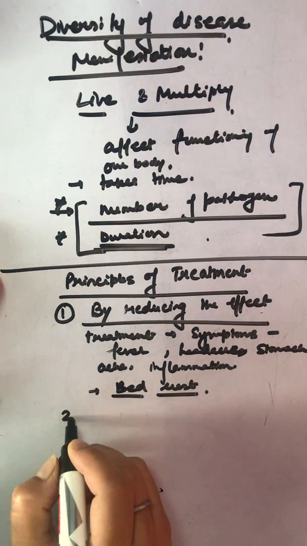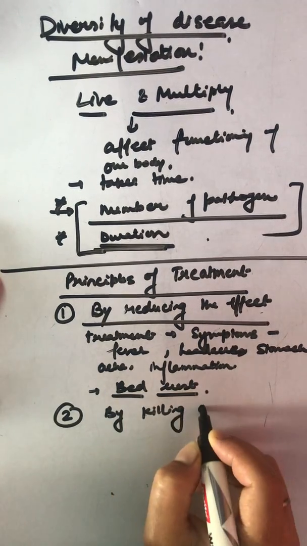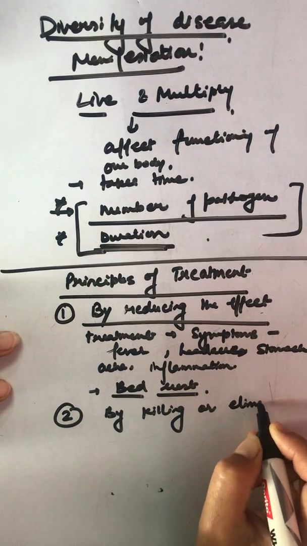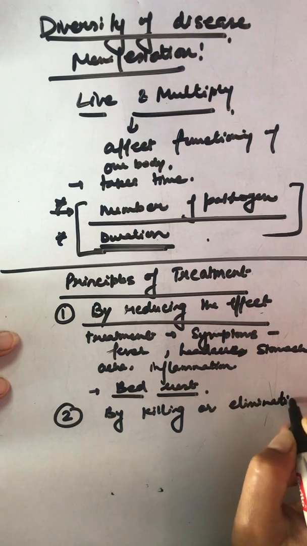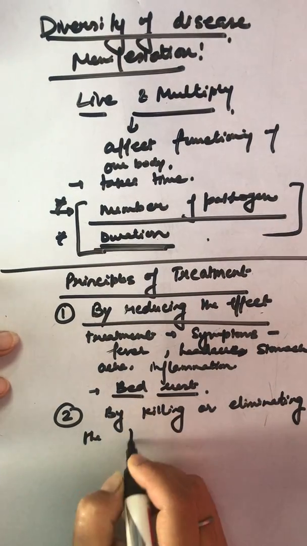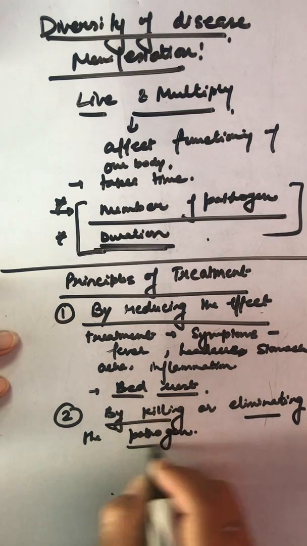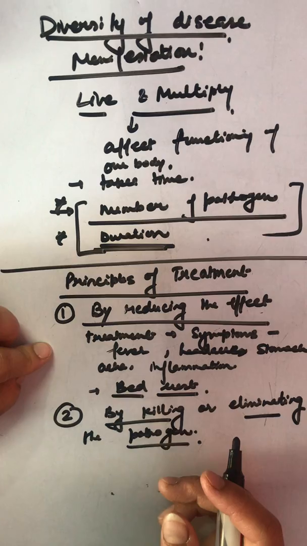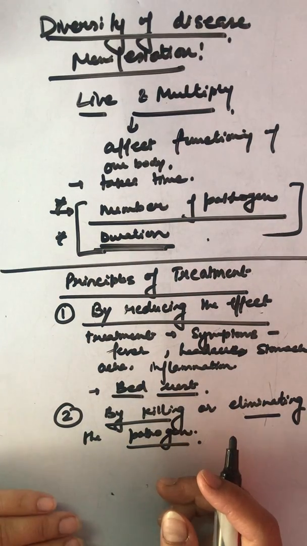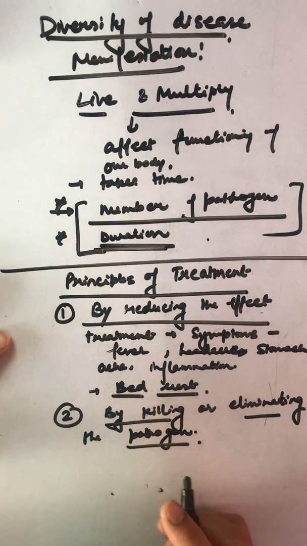Alright. Number two, by killing or eliminating the pathogen. Eliminating the pathogen means, what have we done? We have reduced the effect in the first point and completely eradicated the effect in the second case.